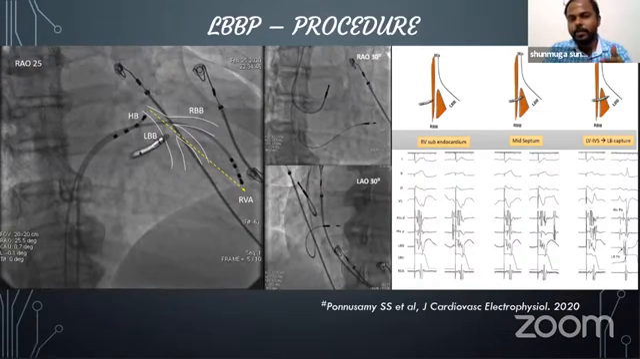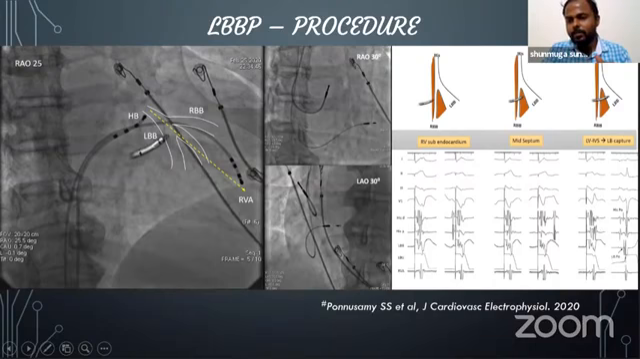So you need to have a QR pattern in lead V1. So this is lead V1. So we got a QR pattern. So once this QR pattern is reached, you have to stop screwing. So that is our target. So we have captured the left bundle. So once it's reached, just stop pacing and see the lead electrogram.